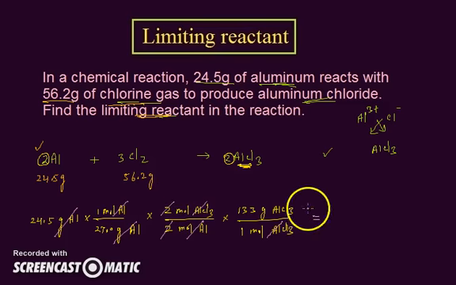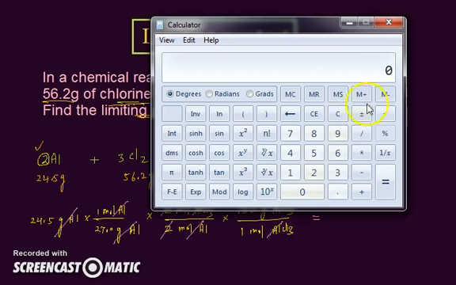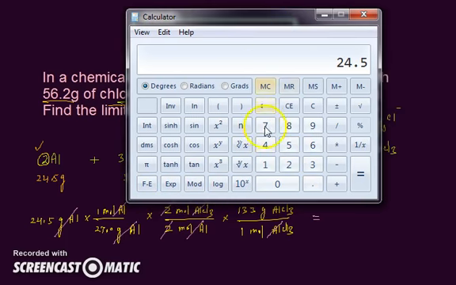Now we can do the calculation by using the calculator. In the top we have 24.5, and it is multiplied by 133, and the value which we get is 3258.5. In the bottom we have 27.0, and the next number is 1, where we get the same numbers.